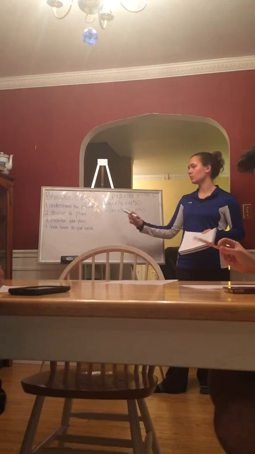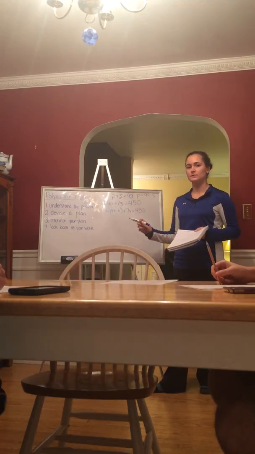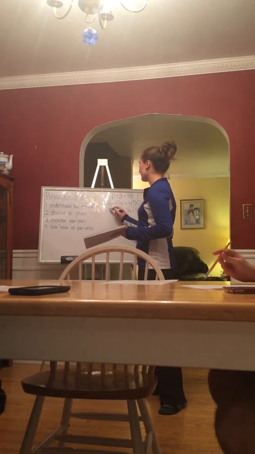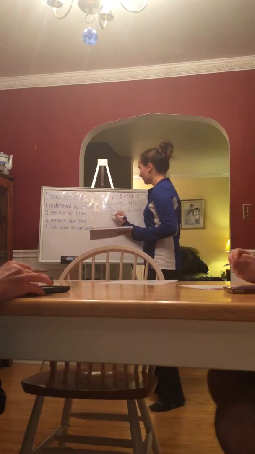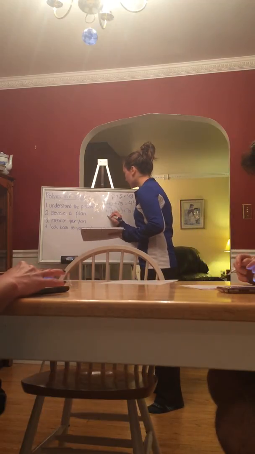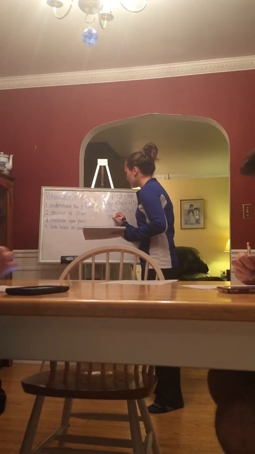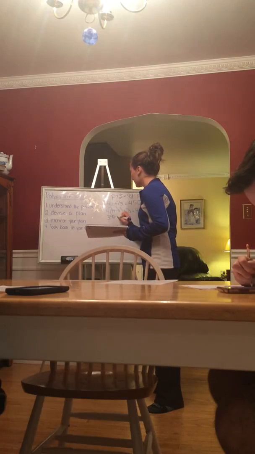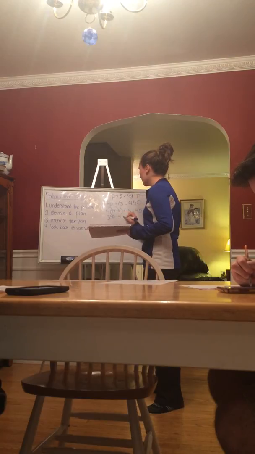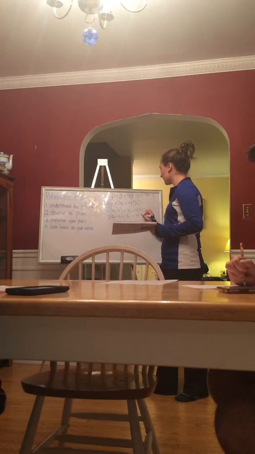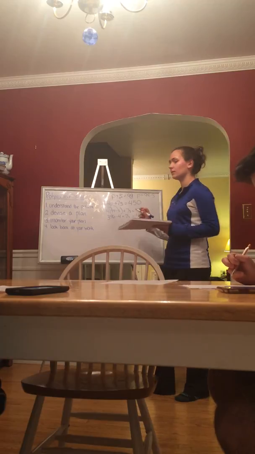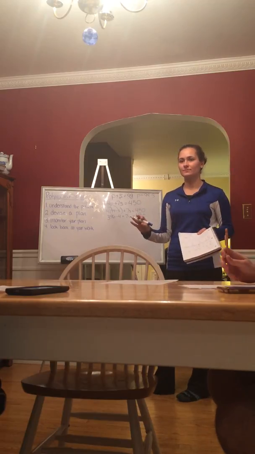Who can tell me what we do with the number outside of the parentheses? Multiply. Good job. So we do 4 times 99 and 4 times S. 4 times 99 is 396, and we're going to do minus 4S plus 7S equals 450. Are there any questions so far?